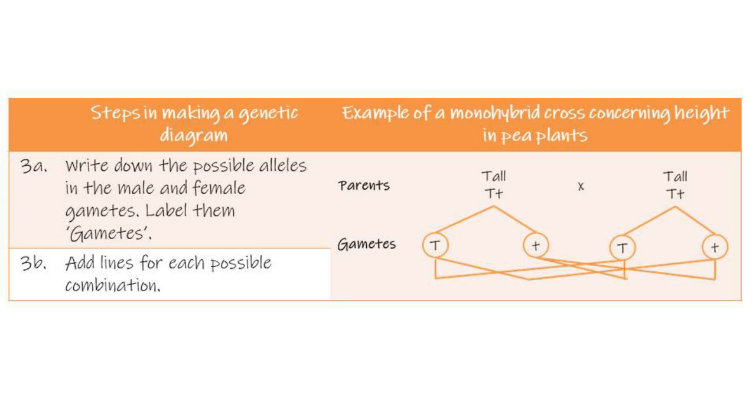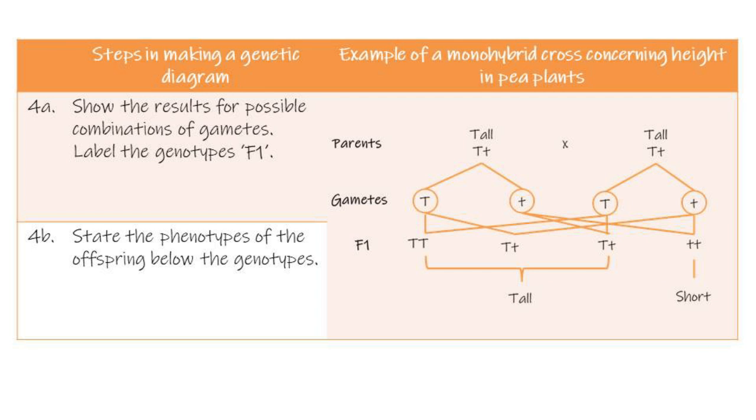After writing down the possible alleles in the male and female gametes, label them as gametes and add lines for each possible combination. Show the results for possible combinations of gametes and label the genotype as the F1 generation, and state the phenotype of the offspring below the genotypes.